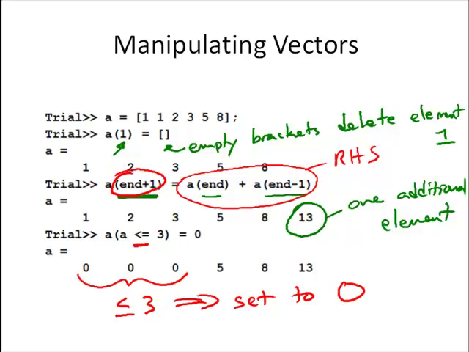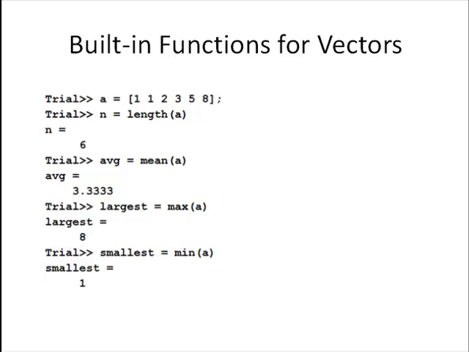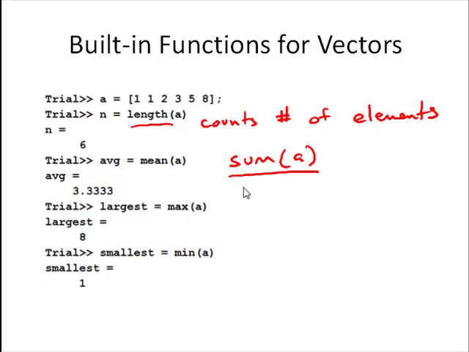Okay, so let's look at some built-in functions that work with vectors. One common function that you'll use a lot is the length function. This basically counts the number of elements in a vector. We have the mean function. This finds the average. So this would be equal to the sum, which is another built-in function, of A divided by the length of A. That's equal to the mean of A.